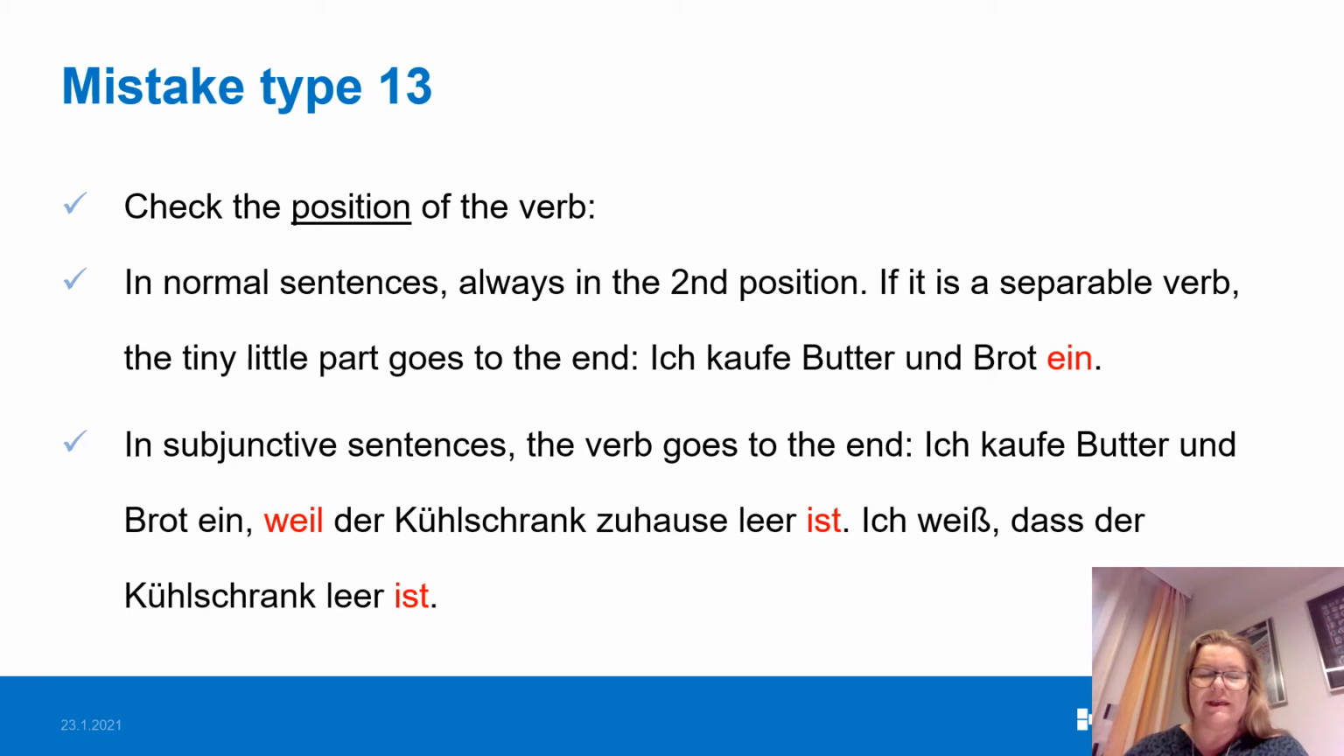Mistake type 13. Check the position of the verb. So in normal sentences, always in the second position. If it's a separable verb, the tiny little part goes to the end, like in the sentence, ich kaufe Butter und Brot ein. So don't forget that little tiny part at the end of the sentence. In subordinate sentences, the verb goes to the end. Ich kaufe Butter und Brot ein, weil der Kühlschrank zu Hause leer ist. Ich weiß, dass der Kühlschrank leer ist. Ist goes to the end of the sentence because it starts with weil.